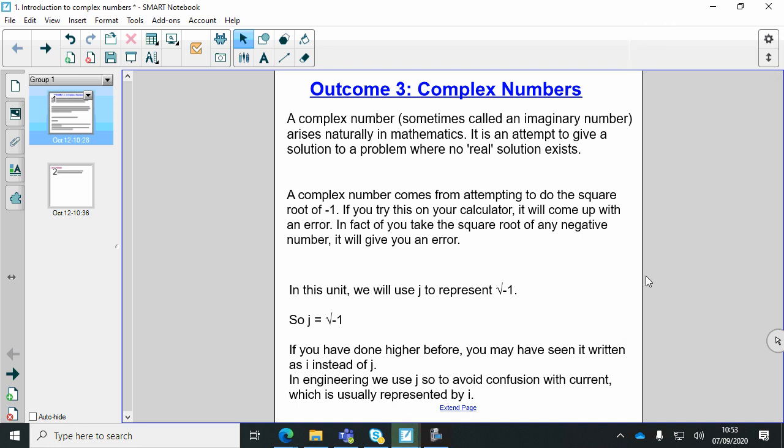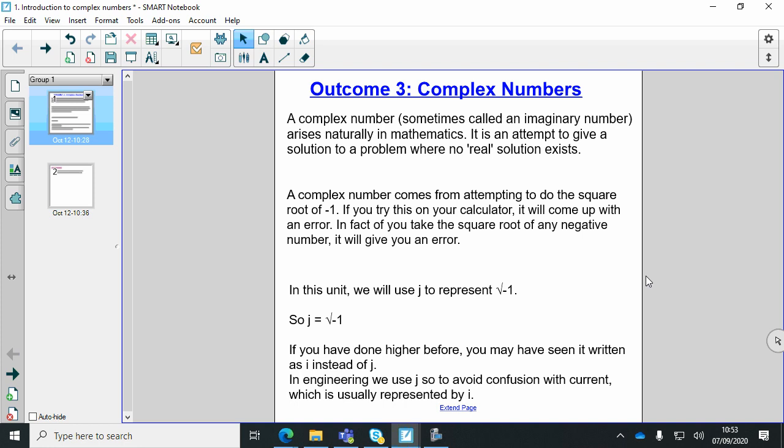Hi there, welcome to this Maths for Engineering 1 Outcome 3 lecture on complex numbers. This lecture is going to be an introduction to complex numbers. We're going to look at Argand diagrams and some basic algebra of complex numbers.